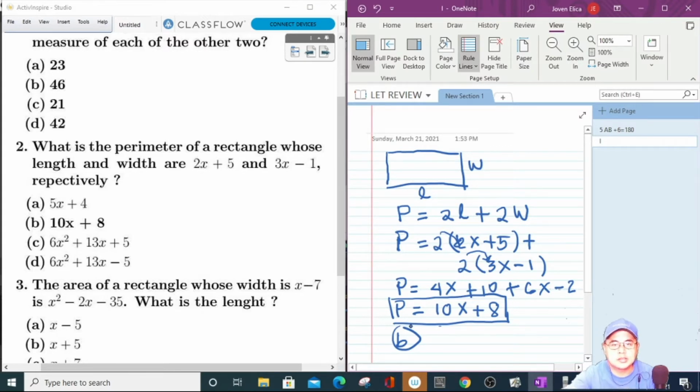So in this problem, you need to recall the formula for the area and then the perimeter. Actually, what is being asked is the perimeter, which is 2L plus 2W, but sometimes what they're asking is the area, so you need to also recall the formula for the area of the rectangle, which is L times W.